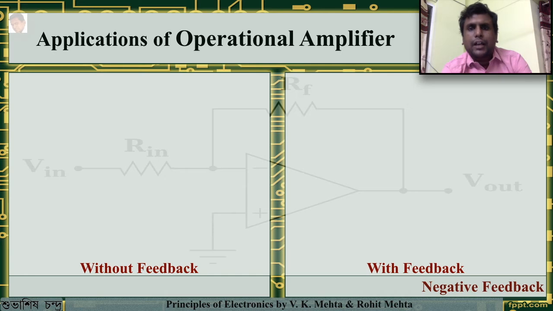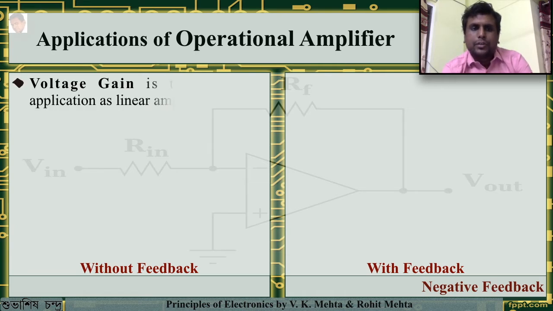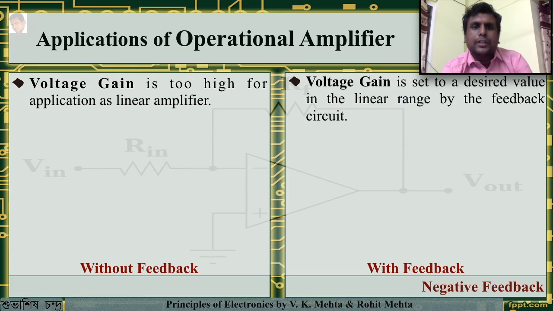On the left we are having characteristics without feedback, and on the right we will be having characteristics with the feedback. So the voltage gain is too high for an application as linear amplifier without the feedback, whereas the voltage gain can be set to a desired value in the linear range because of the feedback circuit. So with the feedback, you can operate the op amp in a linear range.